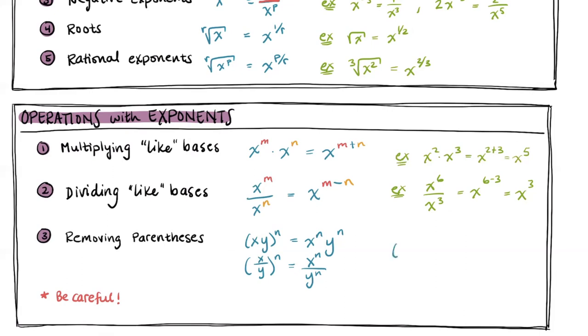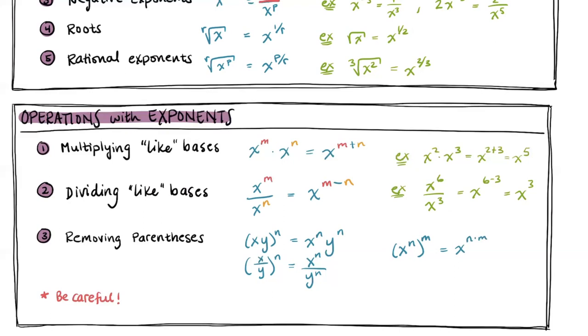Okay, and then our last way of removing parentheses is when you have something raised to a power, and then raised to another power. In this case, here's where we multiply the powers. So this would be x to the n times m.